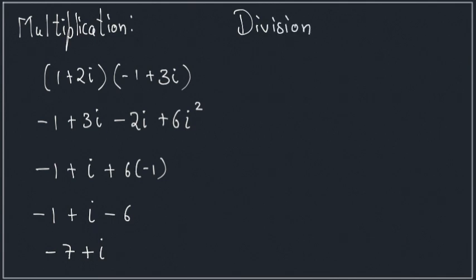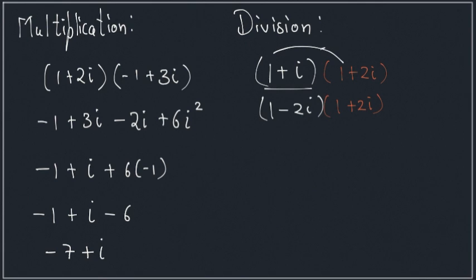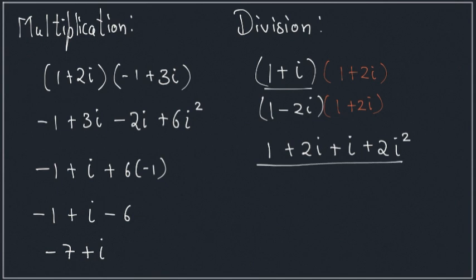In division, you need to set up a fraction of two complex numbers. For example, let's divide 1 plus i by 1 minus 2i. To simplify this, we will multiply both top and bottom by the complex conjugate of 1 minus 2i, that is 1 plus 2i. To simplify the numerator, we will use the FOILing method, where we would multiply everything to each other. We will get 1 plus 2i plus i plus 2i squared. In the denominator, multiplication of two complex conjugates will get rid of the imaginary component, and we will get 1 squared minus 2i completely squared.